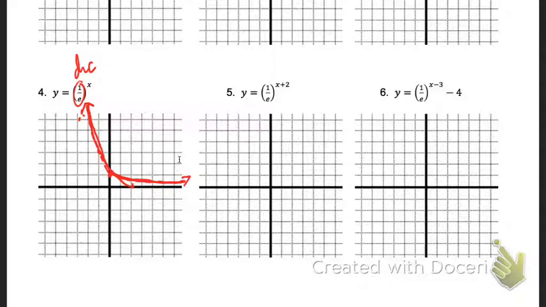So try 5 and 6. Okay, so that means that it's exactly the same. Left. And then this one would be right 3, down 4.